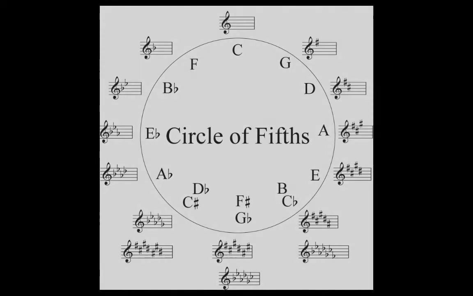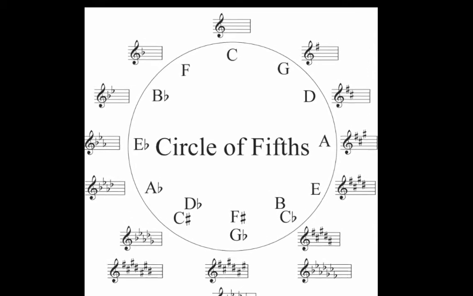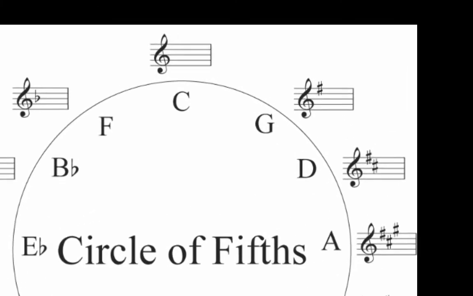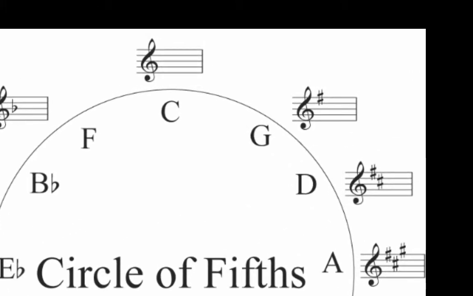Okay, here we go with our first music theory lesson, looking at the relationships between the key signatures that we use. This diagram is called the circle of fifths, and if we take a little bit closer look at it here, we can see why it's called the circle of fifths and how these key signatures all relate to each other.